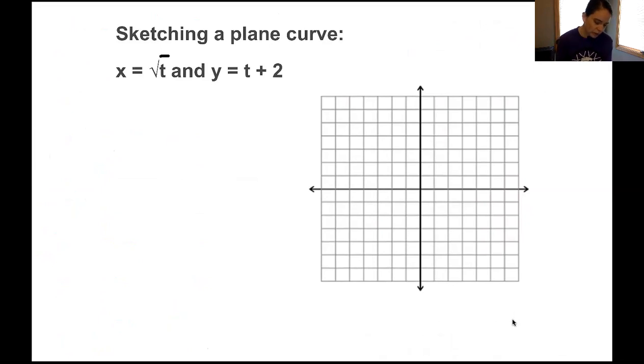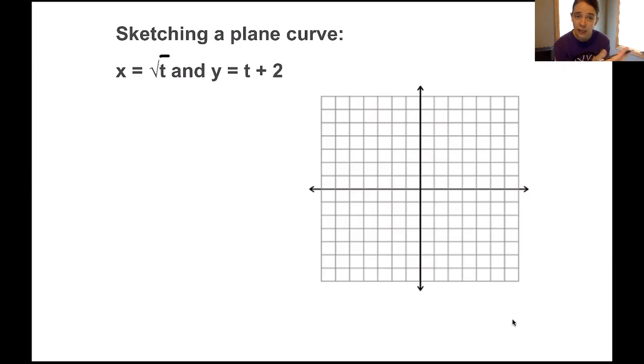Okay. x equals radical t and y equals t plus 2. Now, before we just start throwing in random numbers, let's think about this a little bit. What do we know about radicals? We know that we cannot have negatives under our radicals.